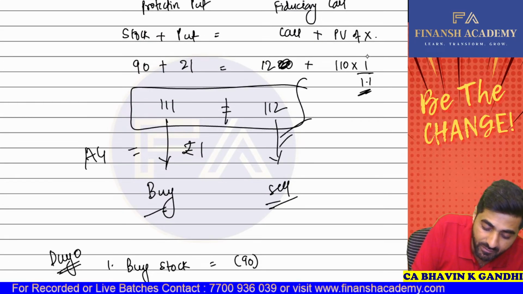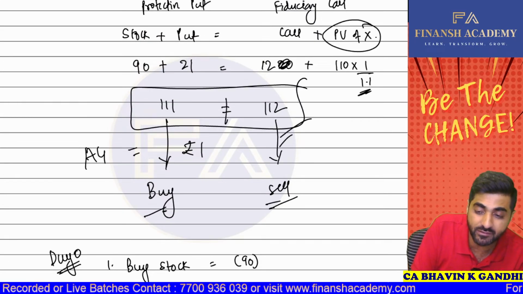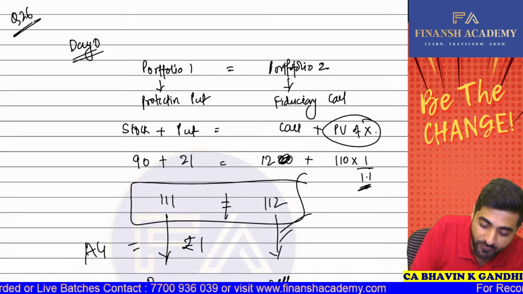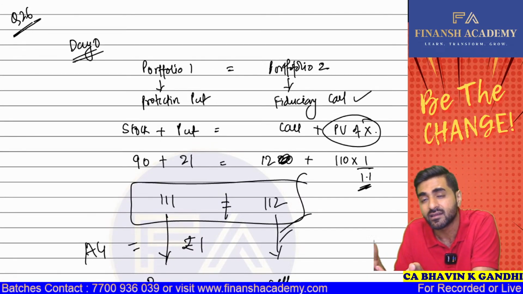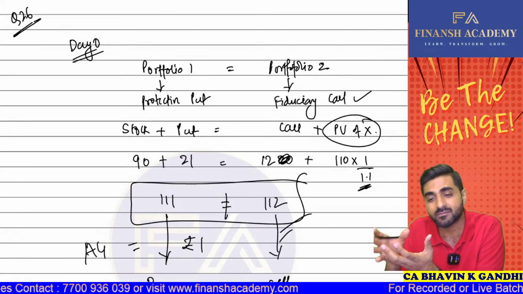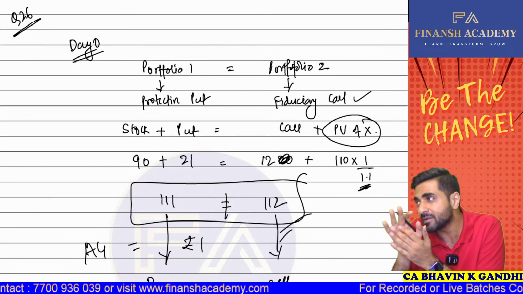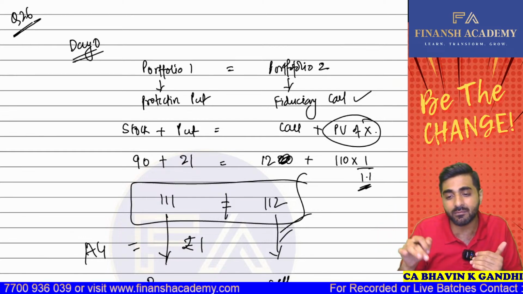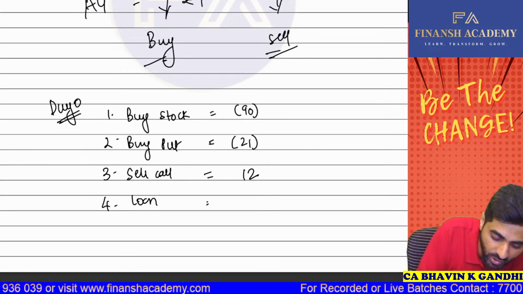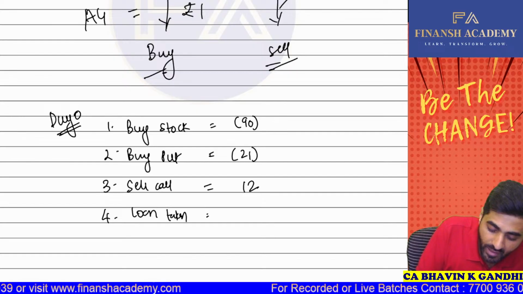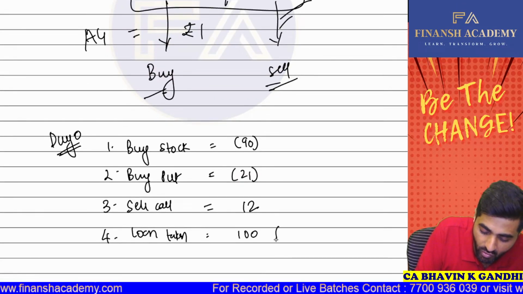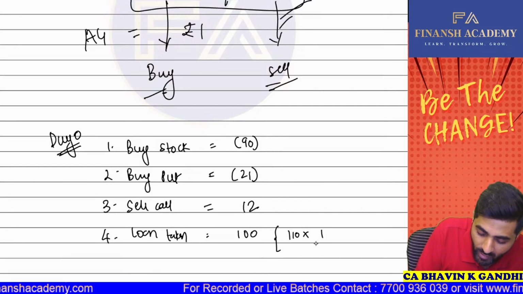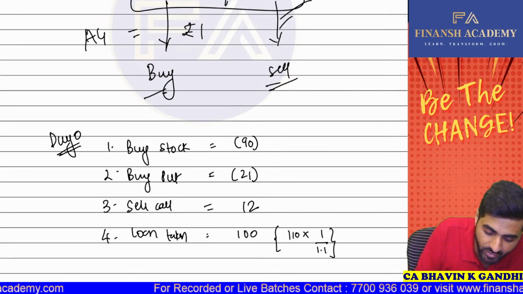So ultimately, if this particular portfolio, the fiduciary call, would have been bought, it means that I would have invested the present value of the strike price. But because I'm selling this, instead of investing, I'll be receiving the money. Receiving the money actually means loans taken, and that will be 100 rupees. So that is the present value of 110 into 1 divided by 1.1. So this will be 100 rupees.